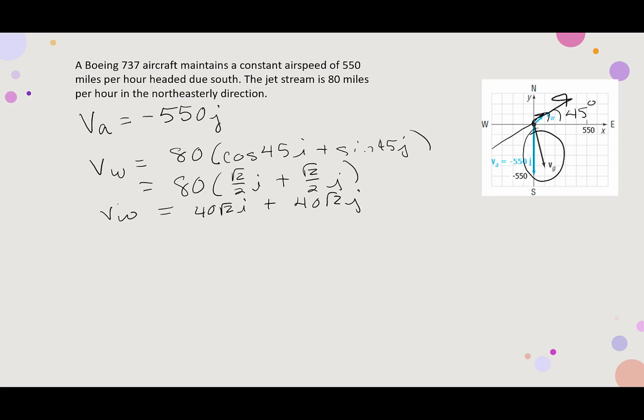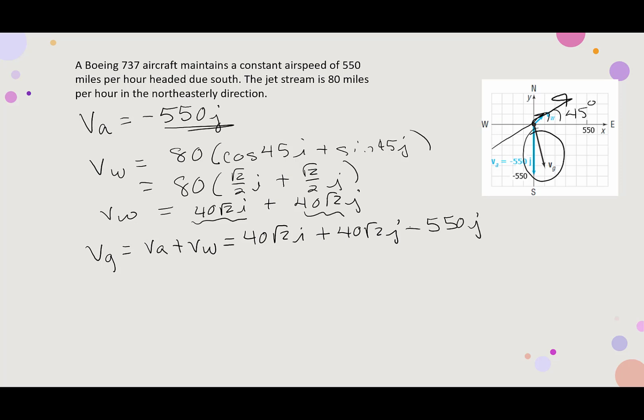Okay. So we have VA, we have VW. So now to get the ground, we're going to add those together. Remember when we're adding vectors, we need to add components that make sense together. So I only have one i, this 40 square root of 2 i. But then when I look at j's, there are two parts. There's 40 square root of 2 j, and there's also a negative 550 j.